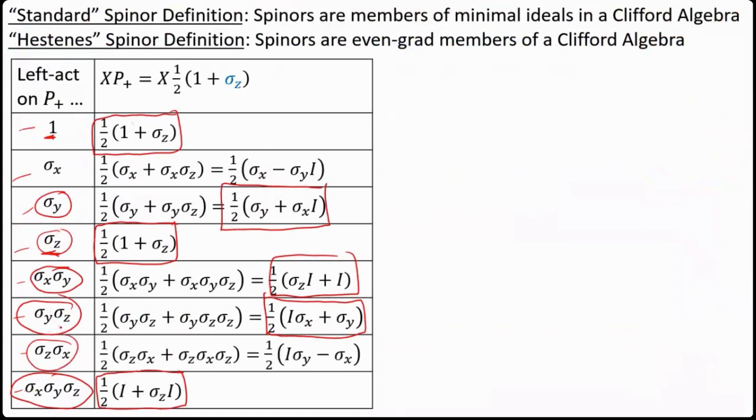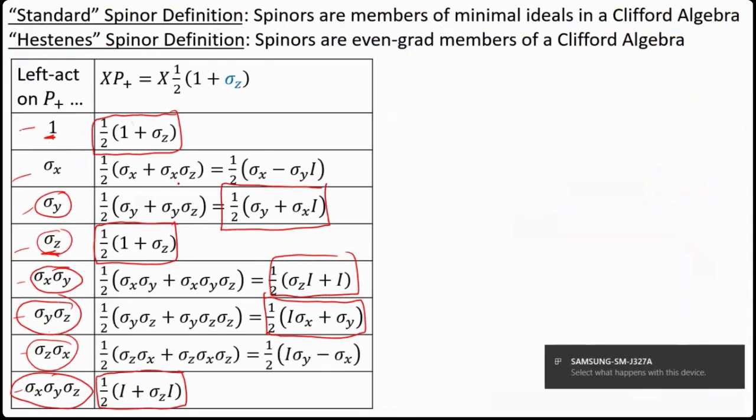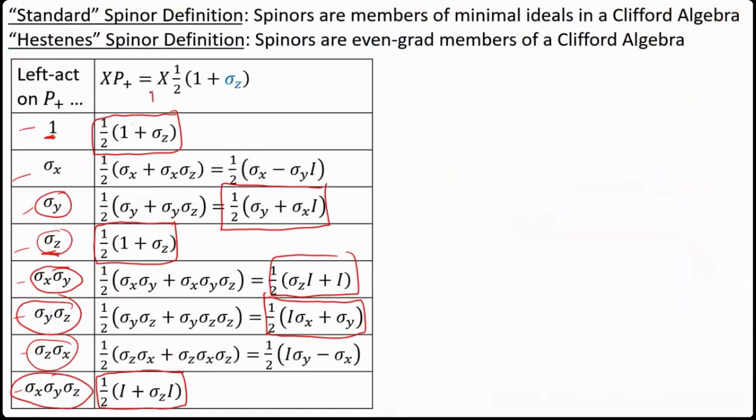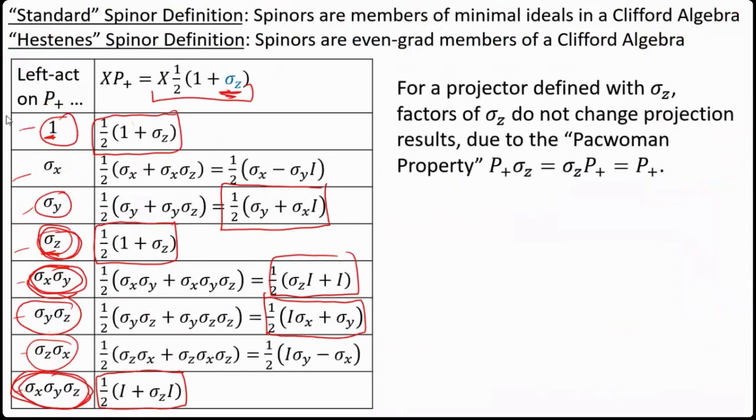So basically, if elements differ by a sigma z, because of this Pacwoman property, the projector just kind of throws away the sigma z and doesn't care. So according to this, because of the sigma z Pacwoman property, 1 and sigma z are almost indistinguishable. They project down to the same thing. Or like xy and xyz are like the same thing because the projector just throws away the z part. So yeah, for a projector defined with sigma z, factors of sigma z do not change the projection results, and that's because of this Pacwoman property.